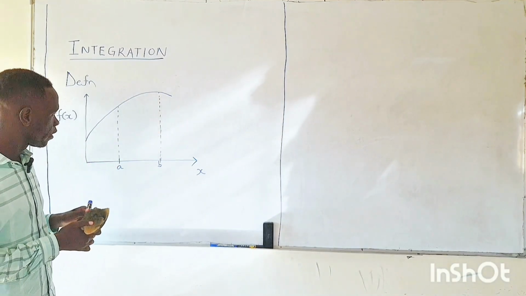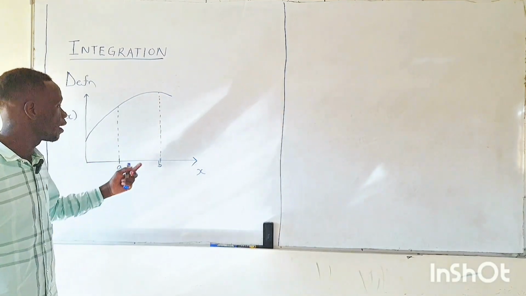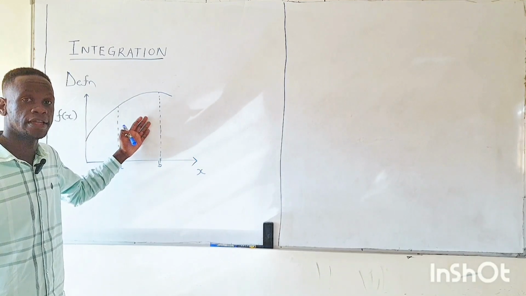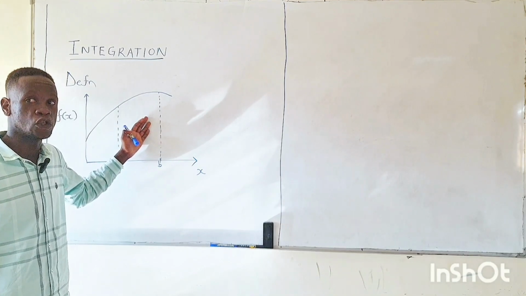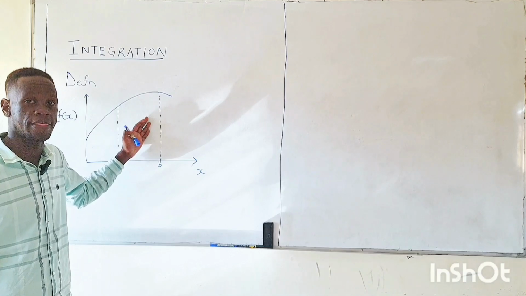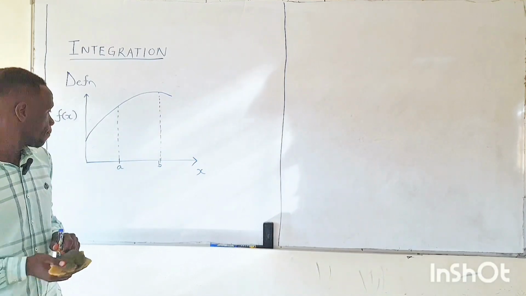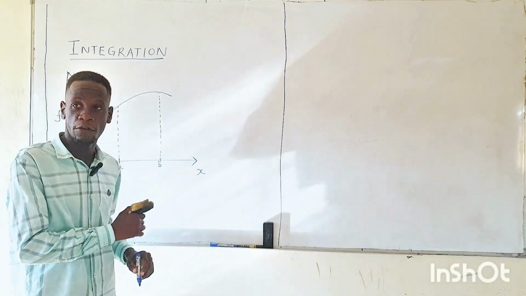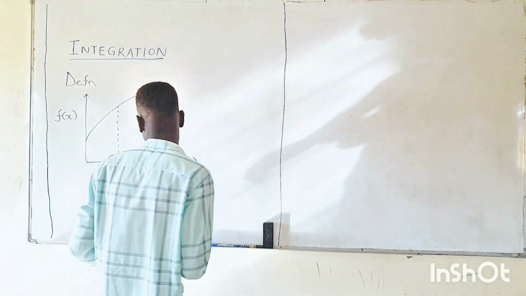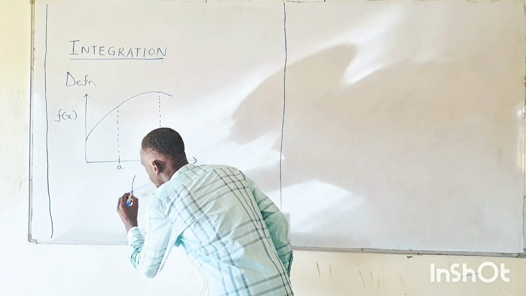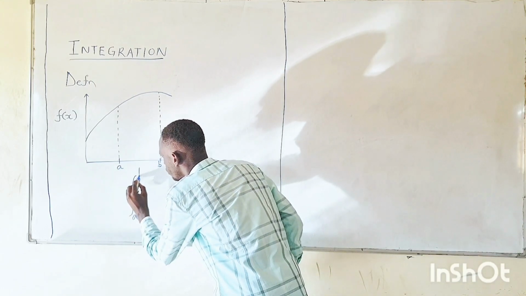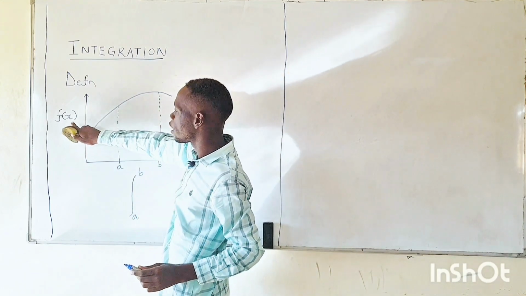I've told you earlier on that in geography, they can estimate the area under this curve, but that method is not that accurate. So mathematicians came up with a method. For mathematicians, the method of integration for this would be the integral running from point A to point B of this function.